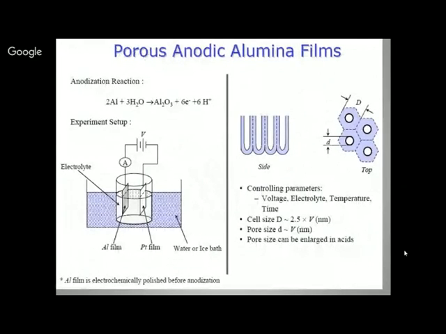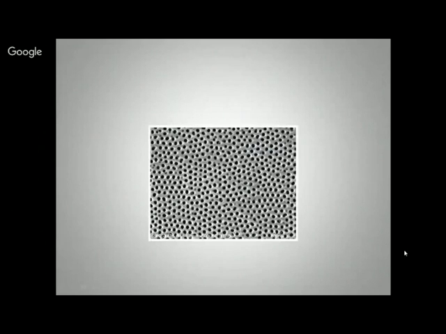After that we have used, instead of polymeric membranes, these anodic alumina membranes. So what is the advantage of these? The pores in these membranes are very much regular in comparison to the polymeric membranes.